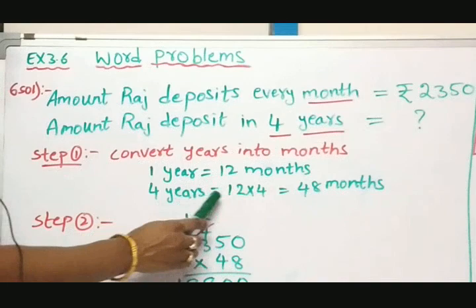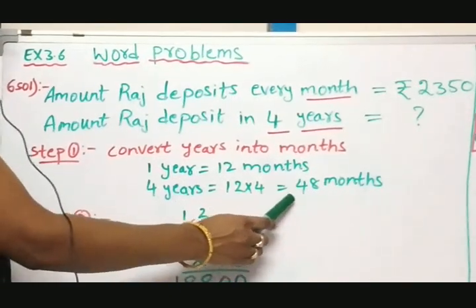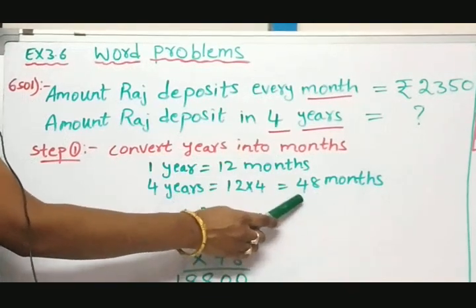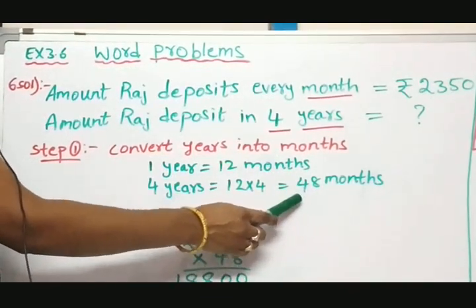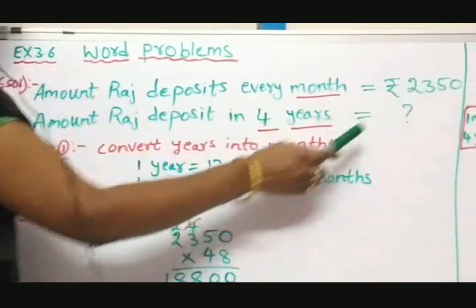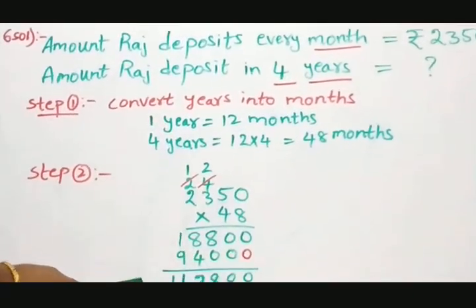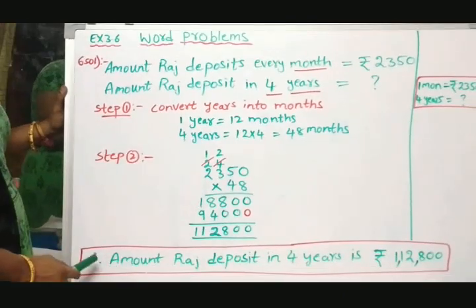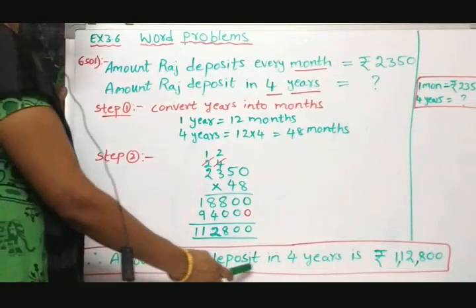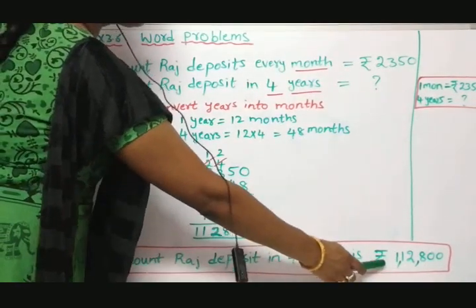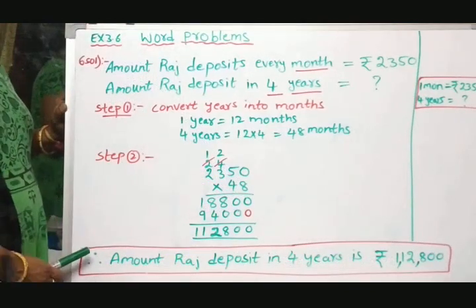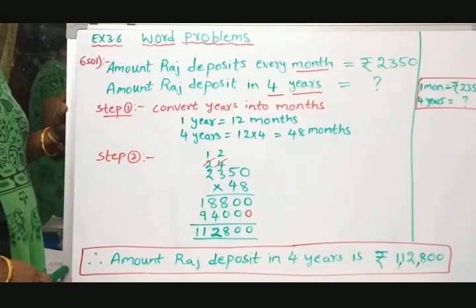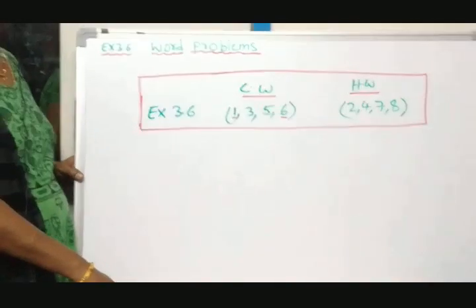As we know, 4 years is equal to 12 into 4. That is nothing but 48 months. So here we converted 4 years as 48 months. So now we can directly multiply 2,350 with 48. After multiplication, this is the answer. So therefore, amount Raj deposits in 4 years is rupees 1,12,800. So children, highlight the therefore statement using your color pencil.